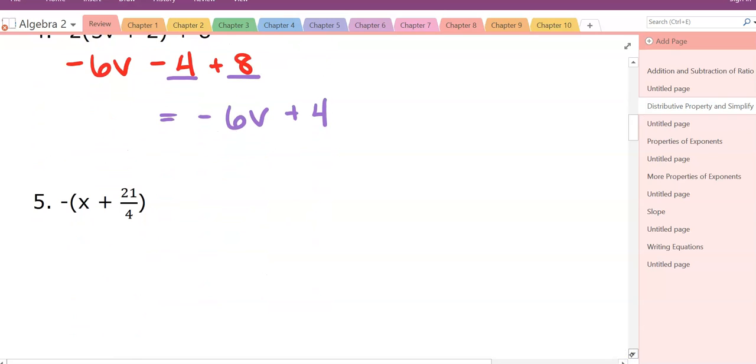For number 5, you just have a negative sign sitting out front. Technically, this has a 1 sitting in front of that parenthesis. So really you're taking negative 1 times x times that 21 over 4. So it's just going to change the signs of both of these. So it says negative x minus 21 over 4.